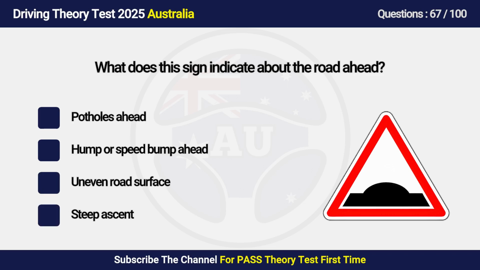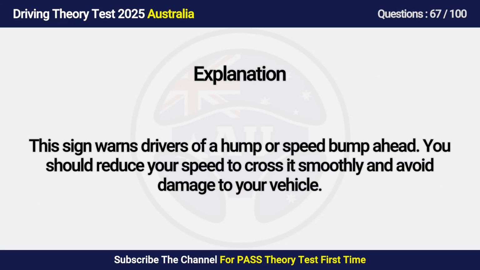Question 67. What does this sign indicate about the road ahead? A. Ahead. B. Hump or speed bump ahead. C. Uneven road surface. D. Steep ascent. Answer is B. Hump or speed bump ahead. This sign warns drivers of a hump or speed bump ahead. You should reduce your speed to cross it smoothly and avoid damage to your vehicle.